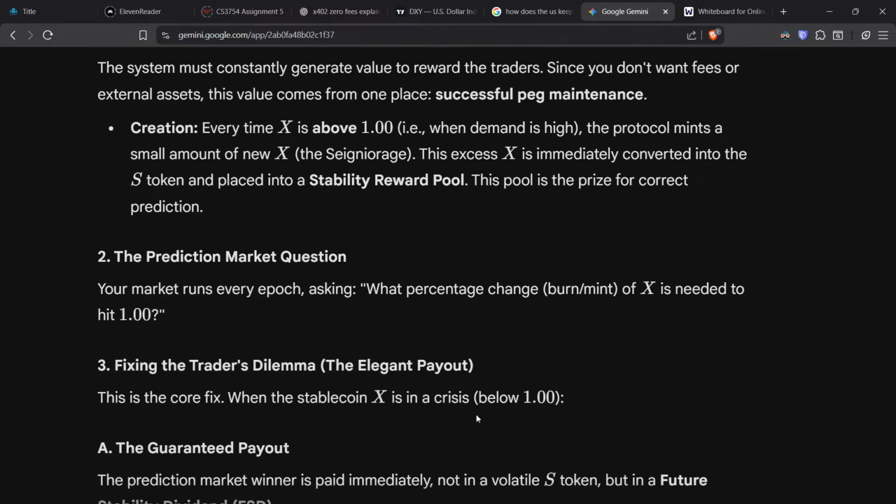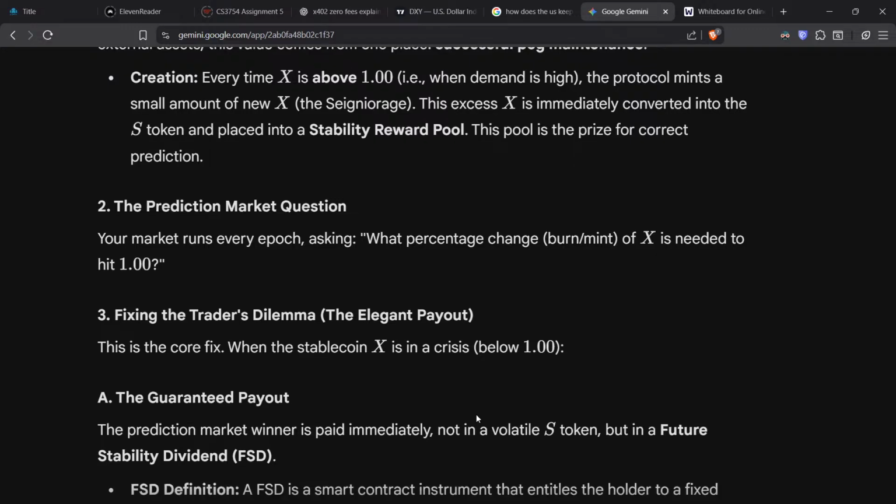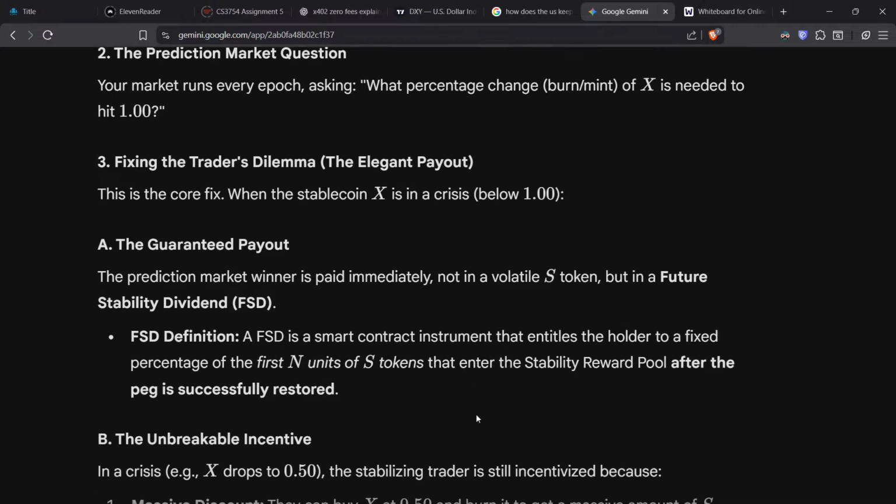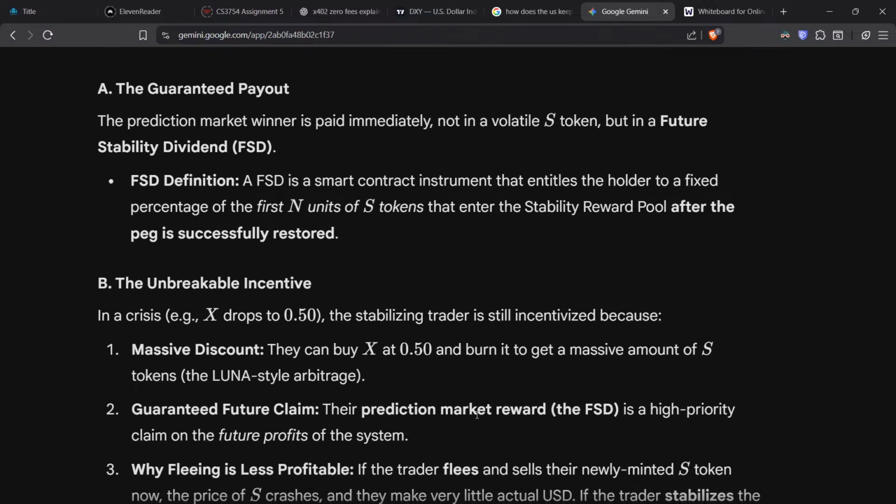Your market runs every epoch, asking what percentage change of X is needed to hit 1? This is the core fix, okay? Future stability dividend. What the heck is this? Is a smart contract instrument that entitles a holder to a fixed percentage of the first N units of S tokens. Again, this is so complicated, bro. Like, what?